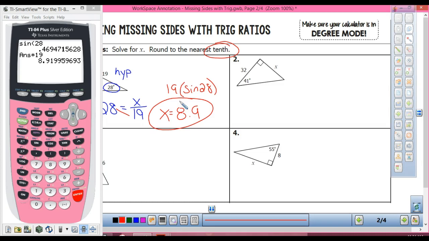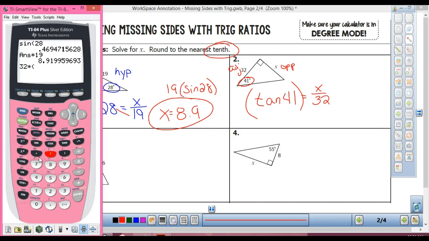So, number two then. From 41, X is my opposite. 32 is my adjacent. So what do I use with opposite and adjacent? Tangent. So now I'm going tangent of 41 equals, what's my opposite? Over 32. Okay. Your other way of typing this in is you could put parentheses around this. So you could go 32 times parentheses tangent of 41, but then you got to do two parentheses at the end.